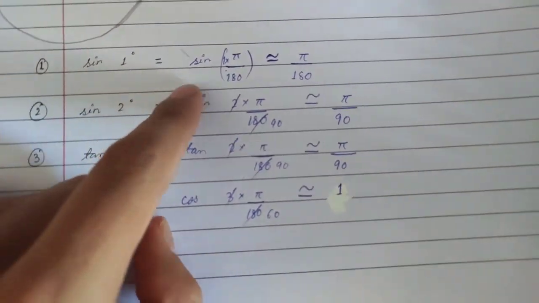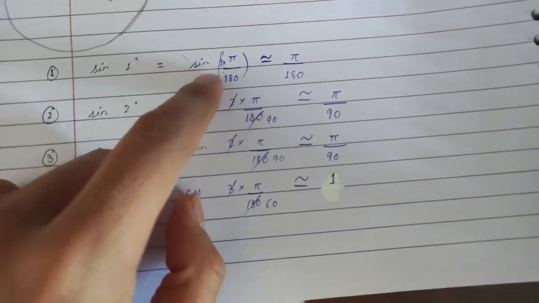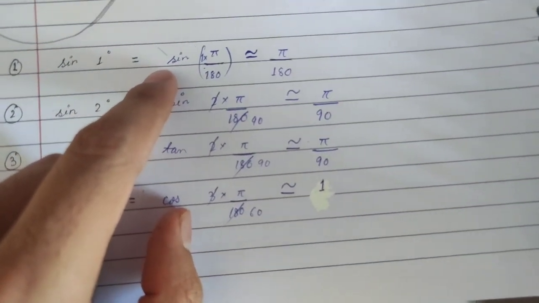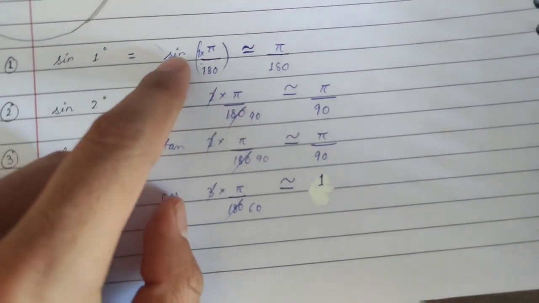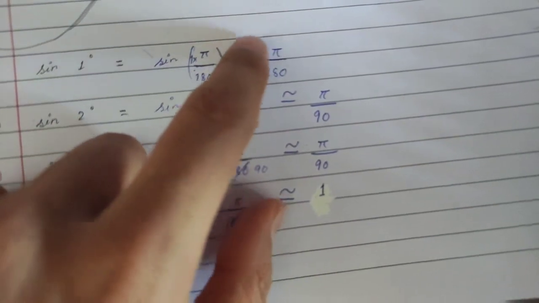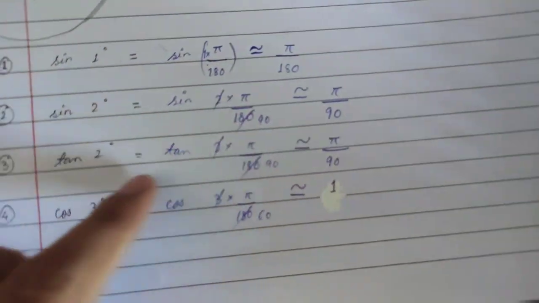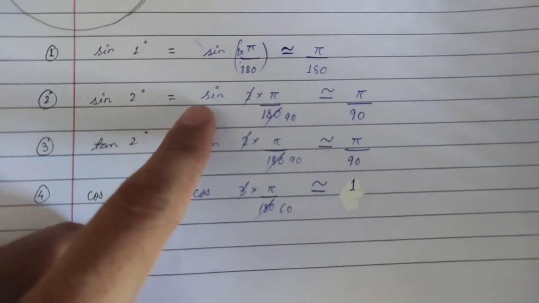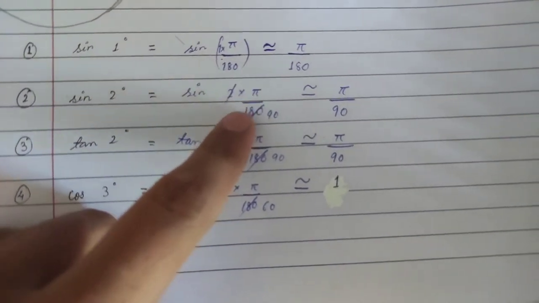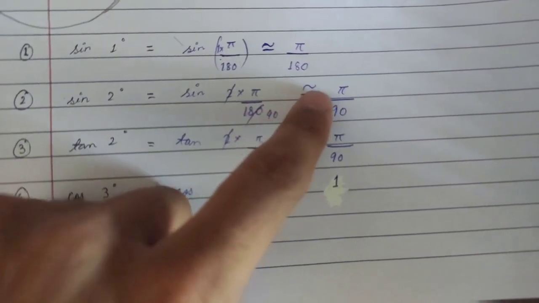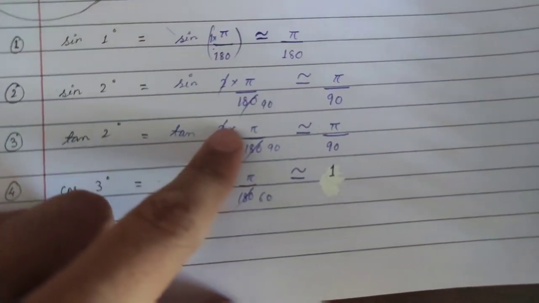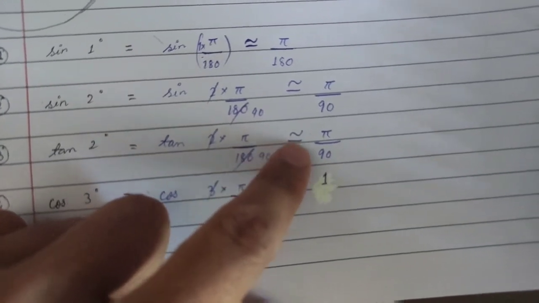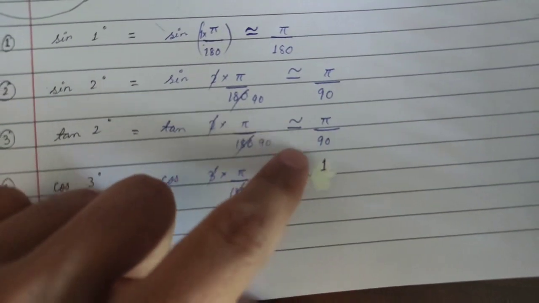Sin 1 degree. First we will convert it into radians. For converting into radians, we have to multiply it by pi by 180. So 1 into pi by 180 gives pi by 180. So approximately sin 1 degree is equal to pi by 180. Sin 2 degrees is 2 into pi by 180, which is approximately pi by 90. Similarly, tan 2 degrees, tan 2 into pi by 180, is approximately pi by 90.